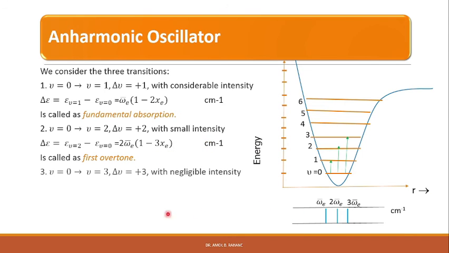The third transition is from nu is equal to 0 to nu is equal to 3. For that case, delta nu is equal to plus 3. This transition will appear with negligible intensity, and therefore, delta E for that case is equal to 3 into omega E bar into 1 minus 4 Xc, which is in per centimeter, right. This transition appears with negligible intensity, and it is called the second overtone, right. So, this particular transition from nu is equal to 0 to nu is equal to 3 is called the second overtone, right.